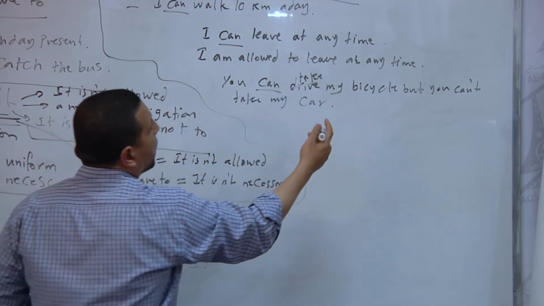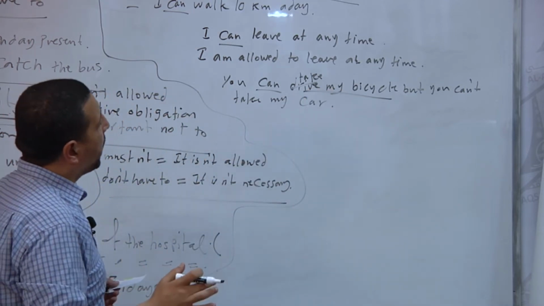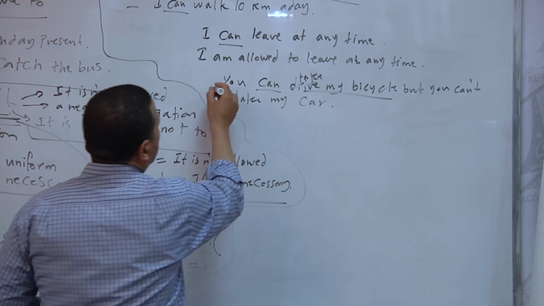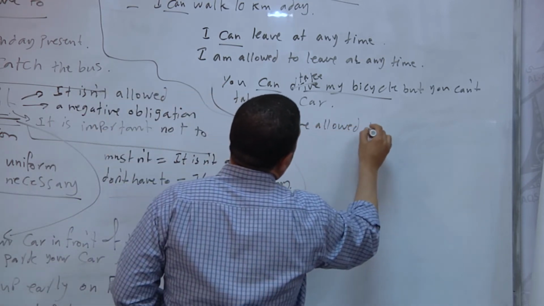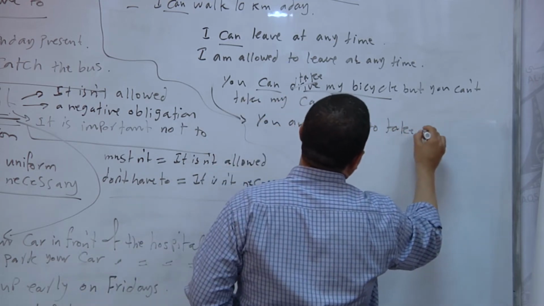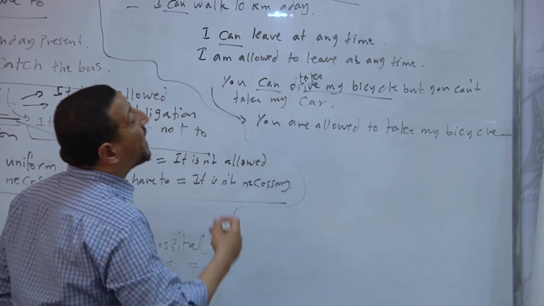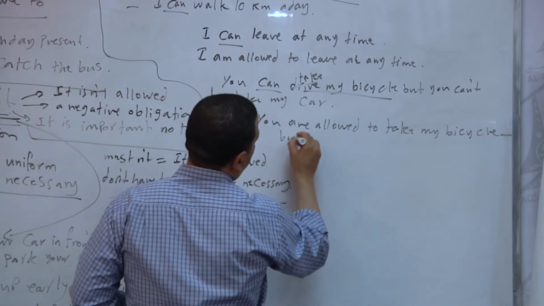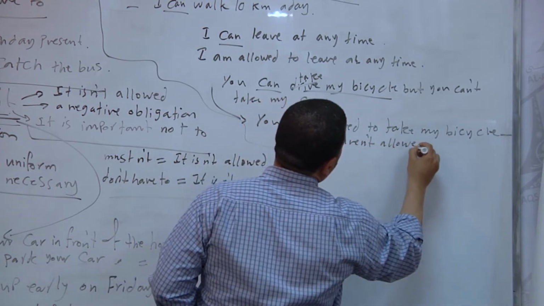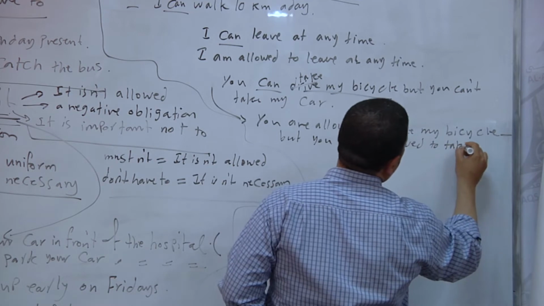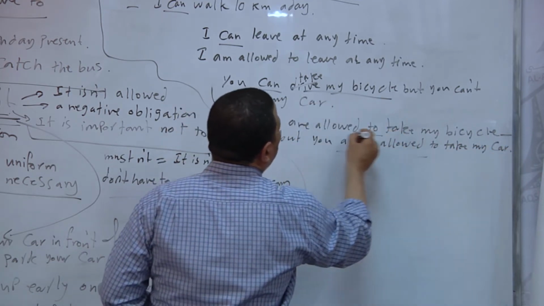You are permitted to take my bicycle. Okay? But you cannot take my car. It means you are allowed to. You are allowed to take my bicycle, but you are not allowed to take my car. So this is the idea. You are allowed to, you are not allowed to.